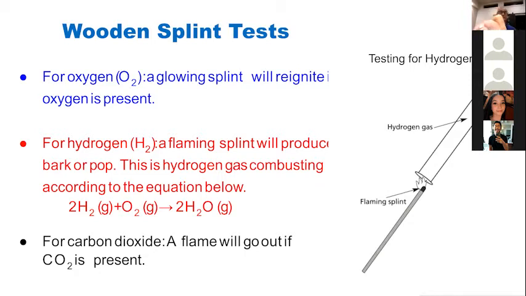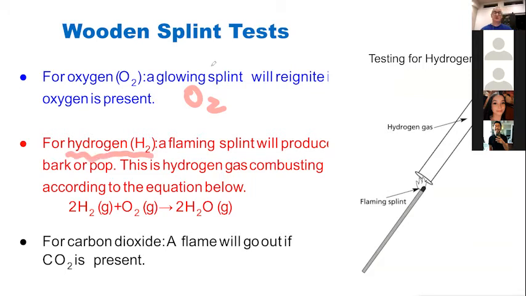One, you take the splint, ignite it and then blow it out, and while it's still glowing, put it into the tube. If oxygen is there, it will reignite. Instead of just glowing, it'll catch back on fire, indicating that oxygen is there, and a combustion reaction can keep going. Another gas we can look for is hydrogen.